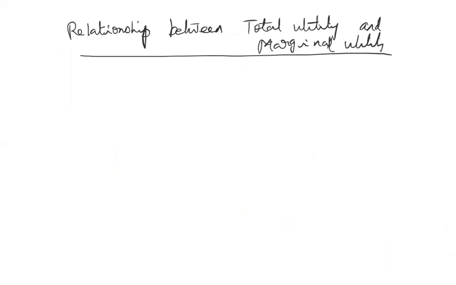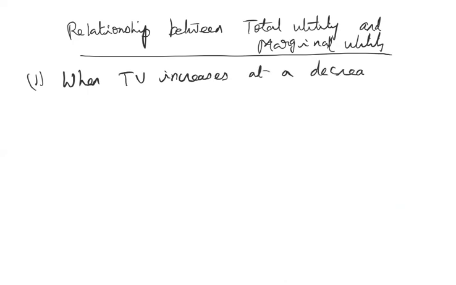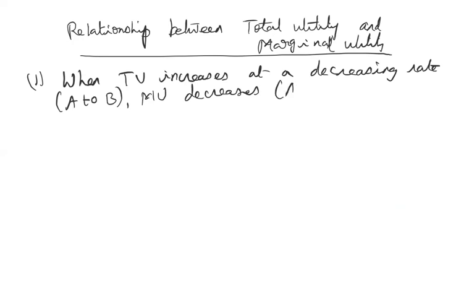Okay, so the first relationship we are finding is when total utility increases at a decreasing rate, that is A to B. Marginal utility decreases. Now diagram A to E. That is the first relationship we are finding out.